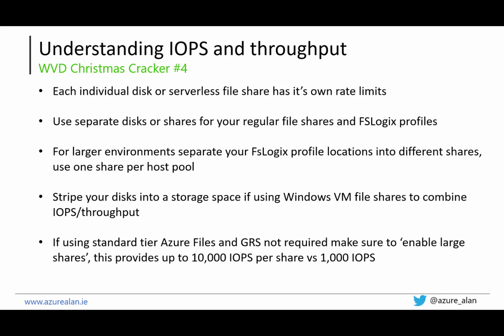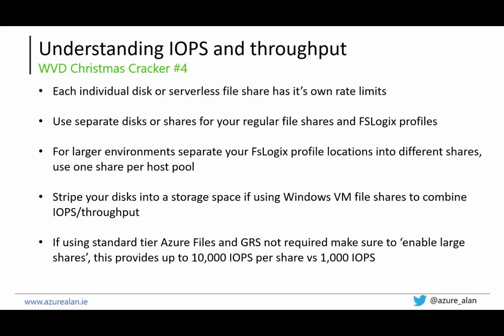I've seen a lot of people using B series machines as file shares. These will have a very low ceiling of IOPS and throughput, so they'll max out pretty quickly. So unless it's a very small environment, that's probably not really going to hold up for you, so just bear that in mind also.